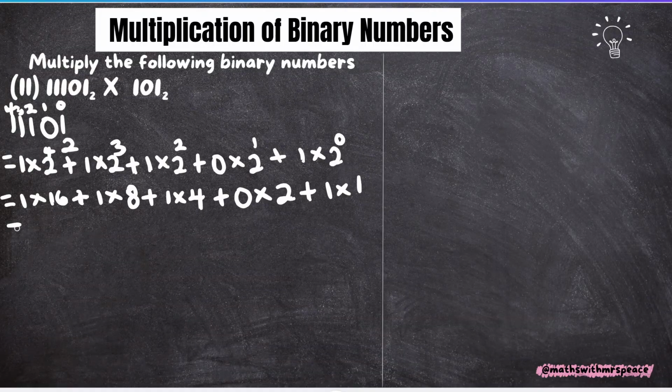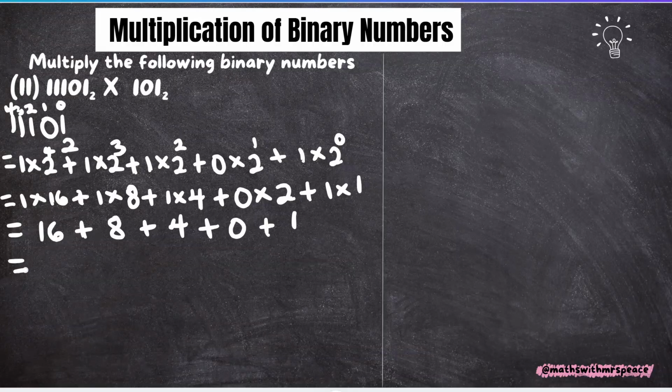Next, we are going to multiply. 1 times 16 gives us 16, plus 1 times 8 will give us 8. 1 times 4 will give us 4, plus 0 times 2 will give us 0, and then 1 times 1 will give us 1. We're going to go ahead and add this. 16 plus 8 will be 24, plus 4 will be 28, and then plus 1 will give us 29. So we have succeeded in converting the first number from base 2 to base 10.